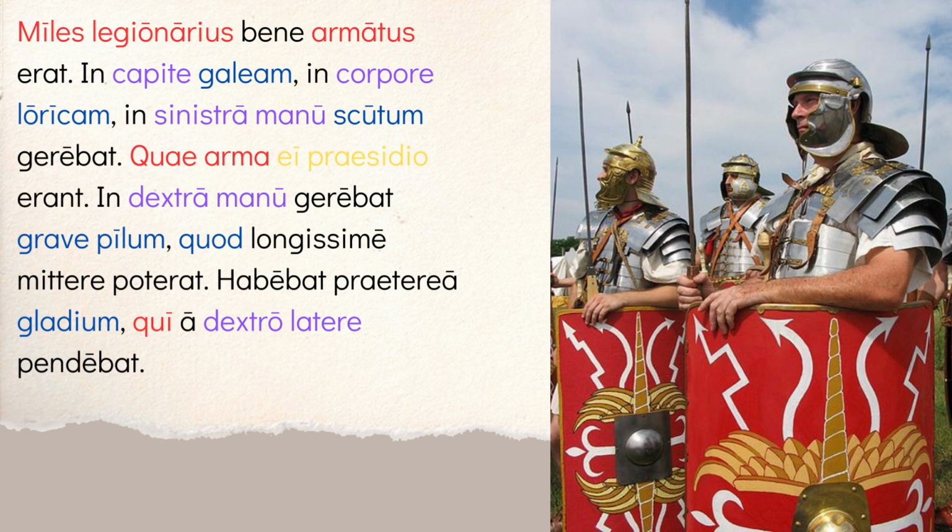Okay. Then you have quae arma, ei praesidio erant. So this armor, the quae there, you could even translate as these weapons. So these weapons, they were protection, praesidio, for him. Okay, there's your double dative there. So they were protection for him, is what keeps the legionary safe. Okay, in dextra manu gerebat grave pilum quod longissime mittere poterat. So in his right hand, in dextra manu, he carried or had a grave pilum, a heavy pilum.